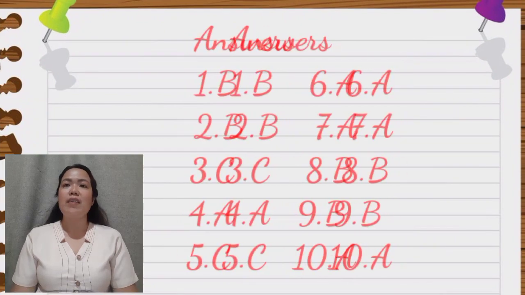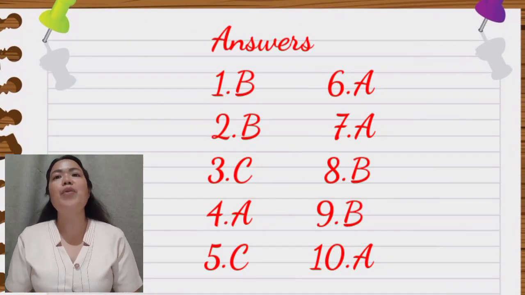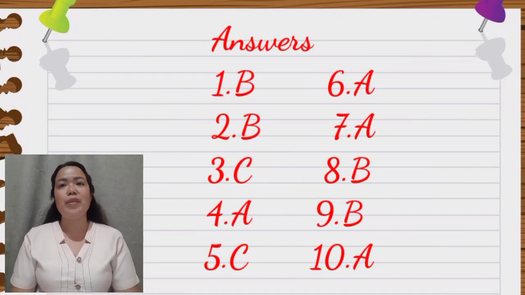And here are our answers. Number 1, B. Number 2, B. Number 3, C. Number 4, A. Number 5, C. And number 6, A. Number 7, A. Number 8, B. Number 9, B. And number 10, A.